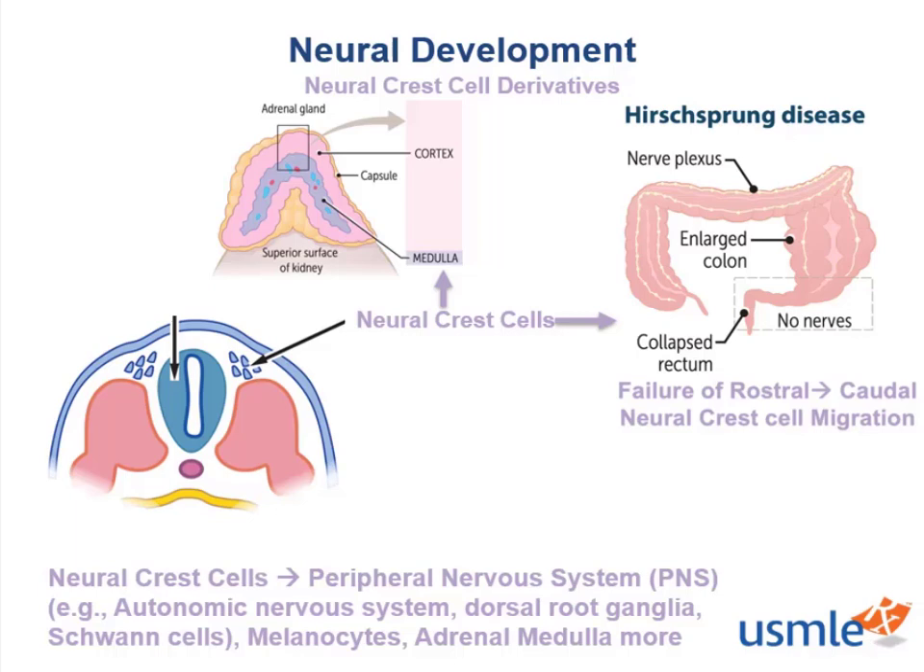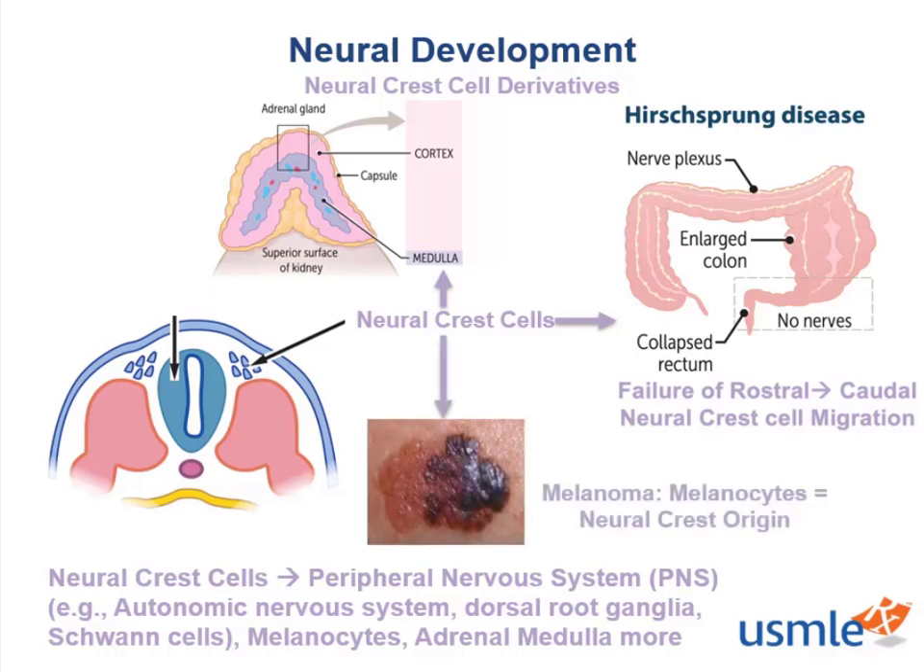So, the colon remains constricted, as no nerves are present to allow relaxation of the colonic wall and progression of feces for defecation. Lastly, another high-yield concept to understand is that melanomas form from melanocytes. Melanocytes are of neural crest cell origin.